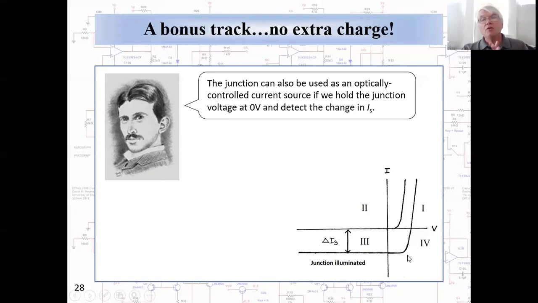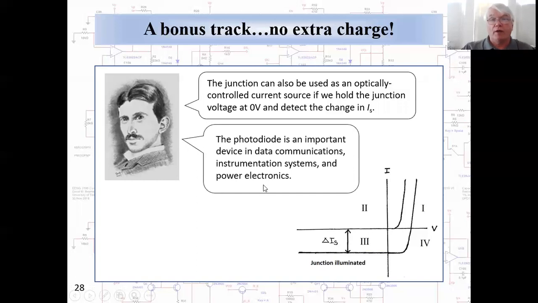The junction can also be used as an optically controlled current source. If we place the diode in a circuit that holds the voltage across the diode at 0 volts, and we detect the change in I sub S, we can detect when the diode is illuminated and when it's not. The so-called photodiode is an important device in data communication, instrumentation systems, and power electronics.